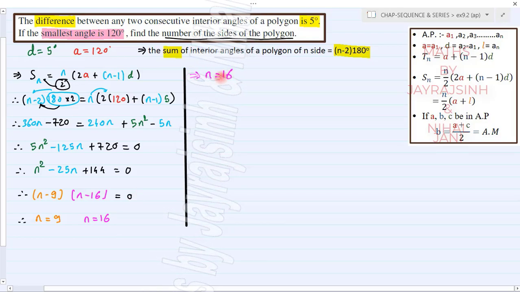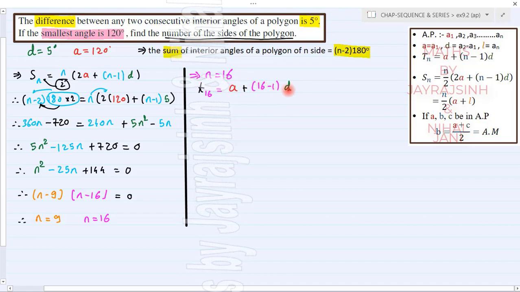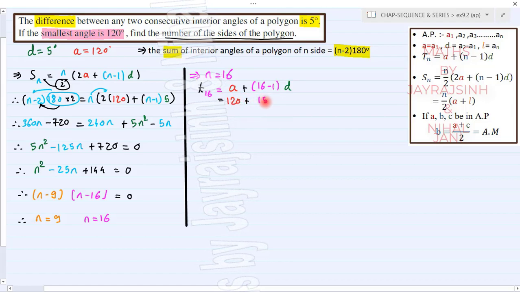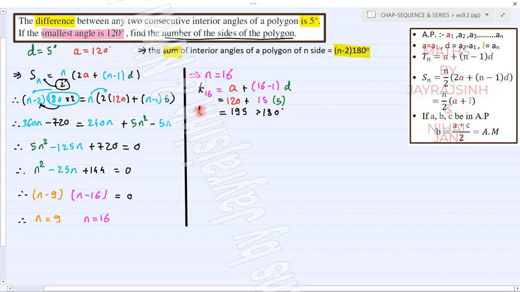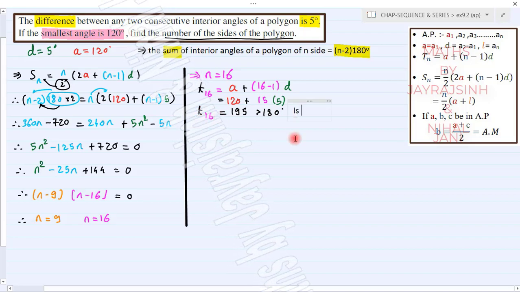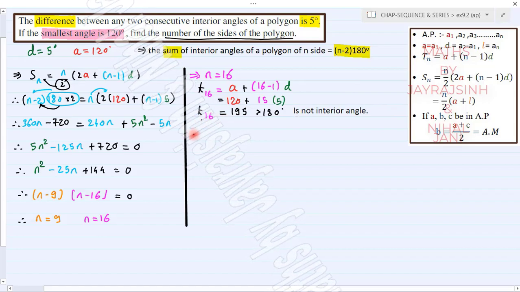For n equal to 16, your largest angle will be a plus (16 minus 1) into d, or we can say 120 plus 15 into 5 will give us 195, which is greater than 180 degrees. So we can say your T16 is not an interior angle. So this answer is not acceptable.